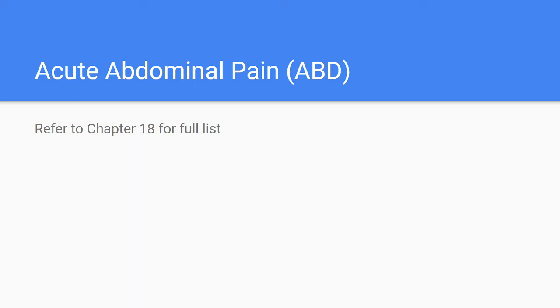But I'm going to focus more on the things that pertain to abdominal pain. Chapter 18 has an entire section about referred pain, sorry, and just pain in general, like symptoms and what's going on. I would take a good look at that. That will be very helpful in learning.